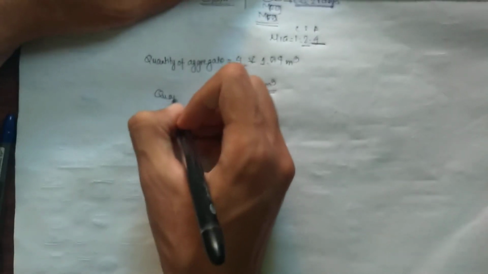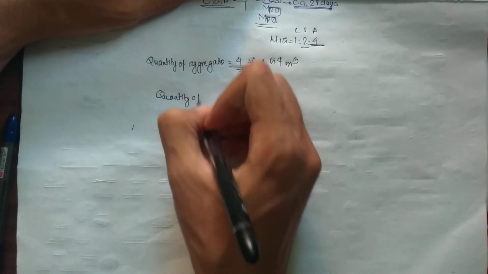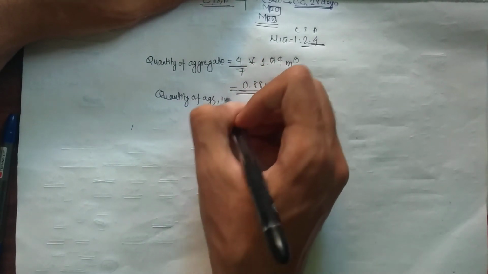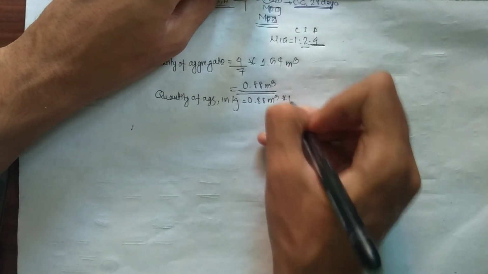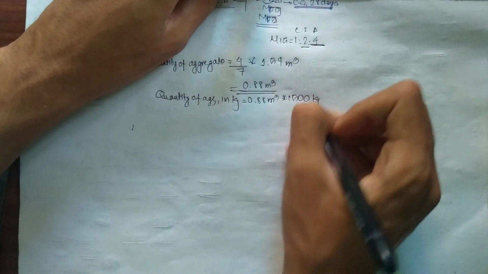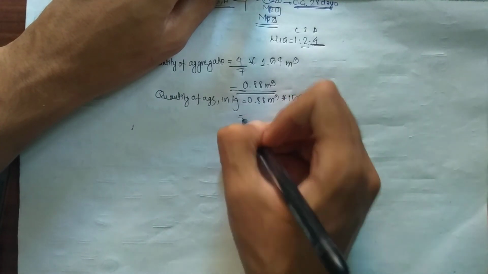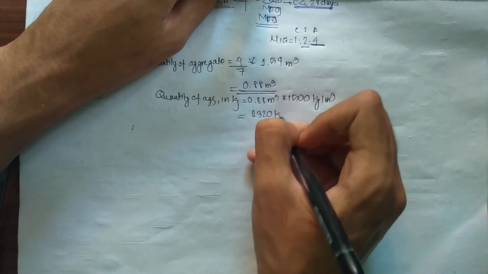Let's calculate the quantity of aggregate likewise in kg. Quantity of aggregate in kg equals 0.88 meter cube into 1500. This is our density of aggregate. Now we obtain this to be 1320 kg.